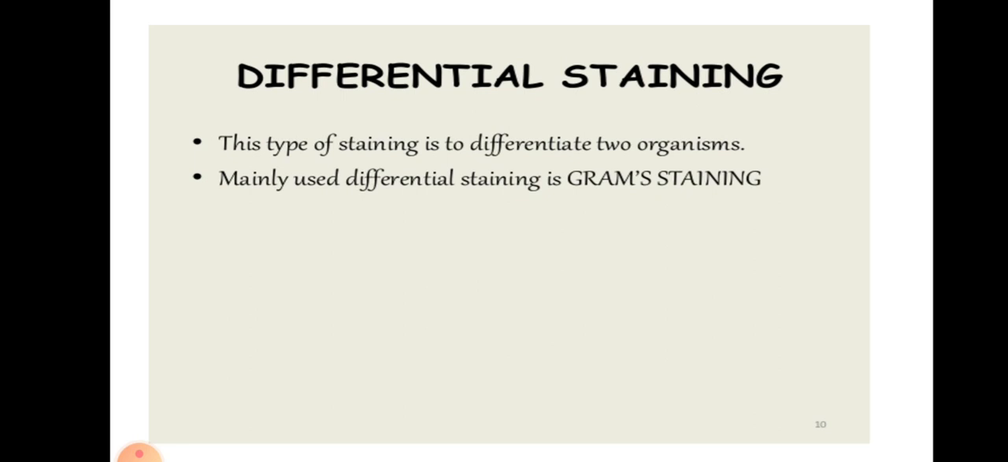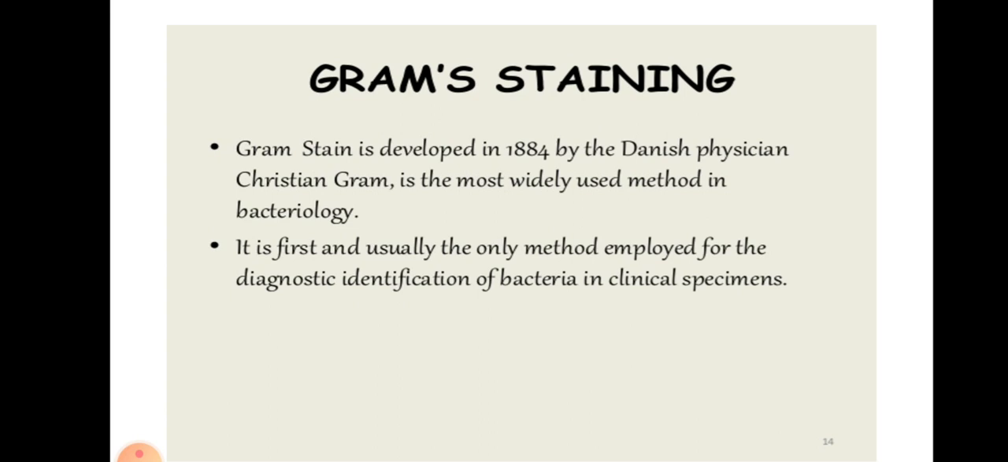Next, moving on to the topic differential staining. This type of staining is used to differentiate two groups of microorganisms. It is mainly used to differentiate gram positive from gram negative bacteria.